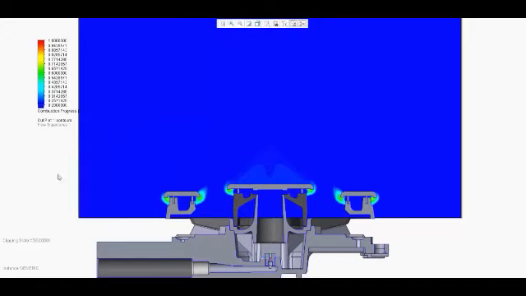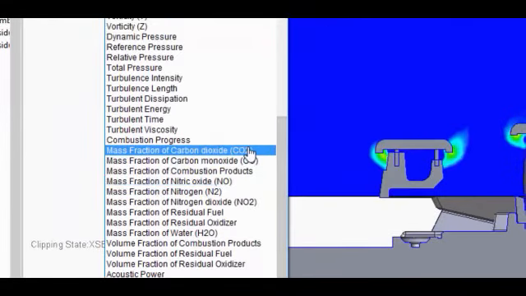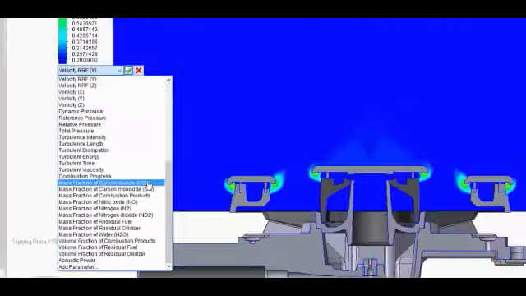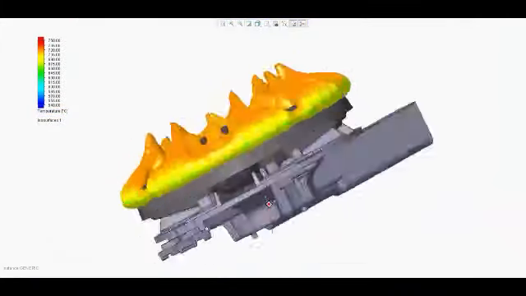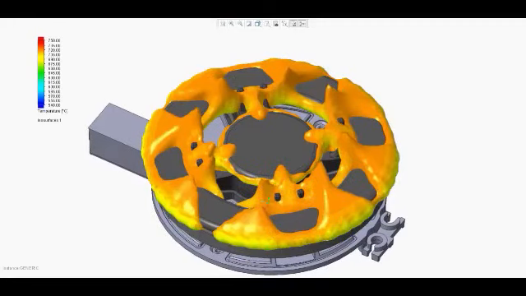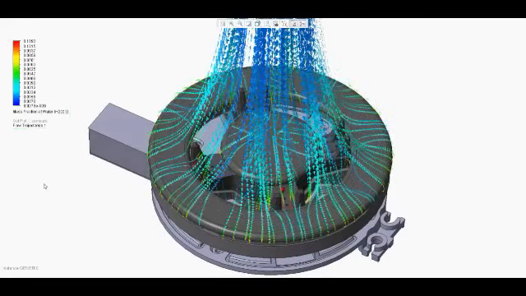Combustion progress shows where the combustion is actually occurring, which is close to the outlets. We can also plot various combustion products such as CO2, CO, NOx, and residual fuel. This is useful for emissions determination. An ISO surface showing combustion at a constant temperature gives a clearer idea of the flame pattern. Flow trajectories show the path of the combustion gases.